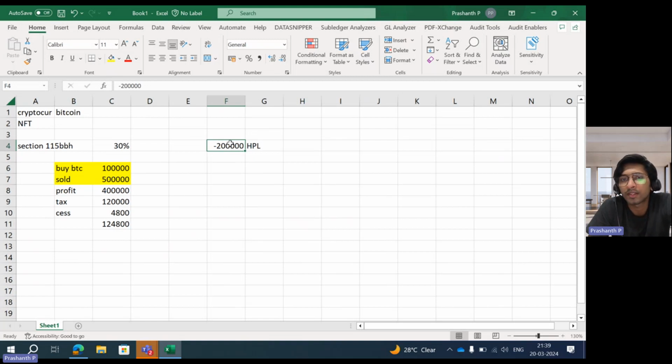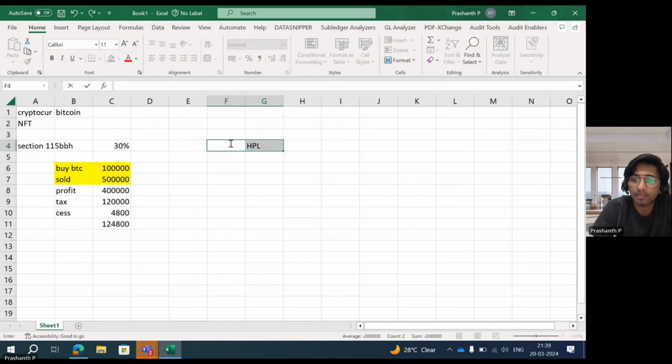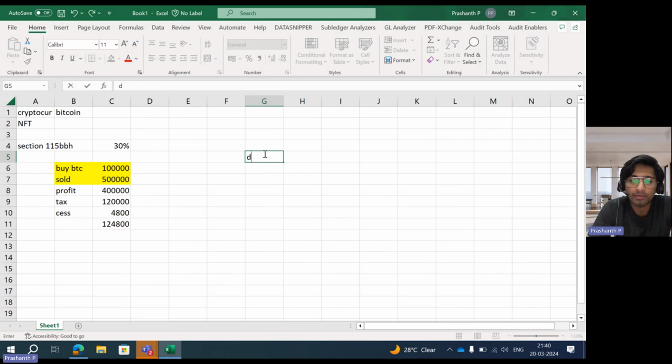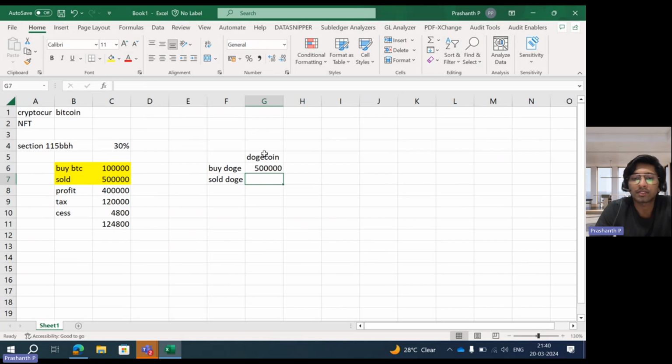That is one clarification. Now, let's take another example. Let's say in Bitcoin, the next day, there are so many cryptocurrencies, right? Just like Bitcoin, there is another coin known as Dogecoin. On the very next day, I bought Dogecoin for, let's say, 5 lakh rupees, and I sold the very same coin for, let's say, 4 lakh. So here I incurred a loss of 1 lakh rupees.